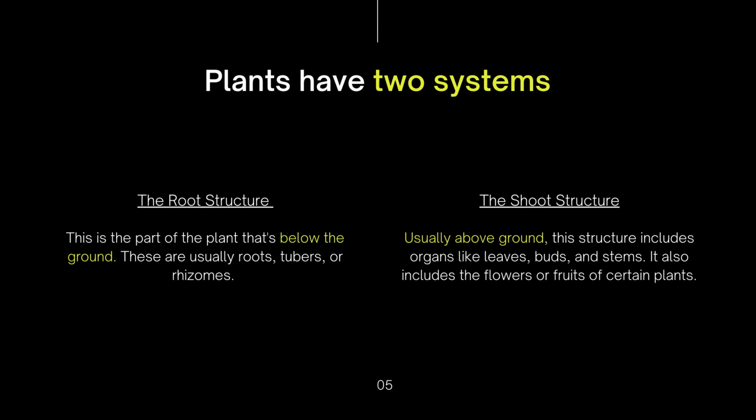Plants have 2 systems. The root structure. This is the part of the plant that's below the ground. These are usually roots, tubers, or rhizome. The shoot structure. Usually above ground, this structure includes organs like leaves, buds, and stems. It also includes the flowers or fruits of certain plants.